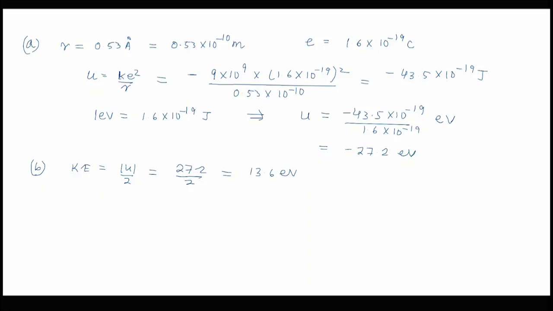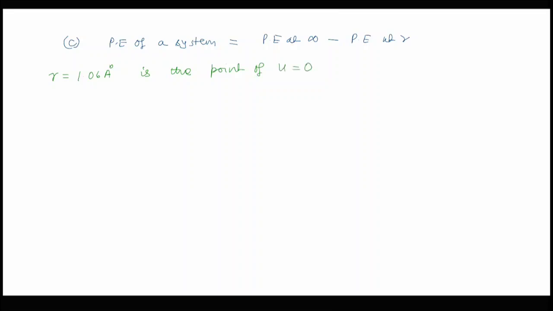Now the potential energy of the system: whenever we define potential energy of a system, we define it with respect to infinity, that is, we write it as potential at infinity minus potential at separation r. We have always done it in this way. Now we are saying that the new potential at r equal to 1.06 angstrom is taken as 0, the point of U equals 0, and hence the first thing that we do is calculate potential energy at this point.